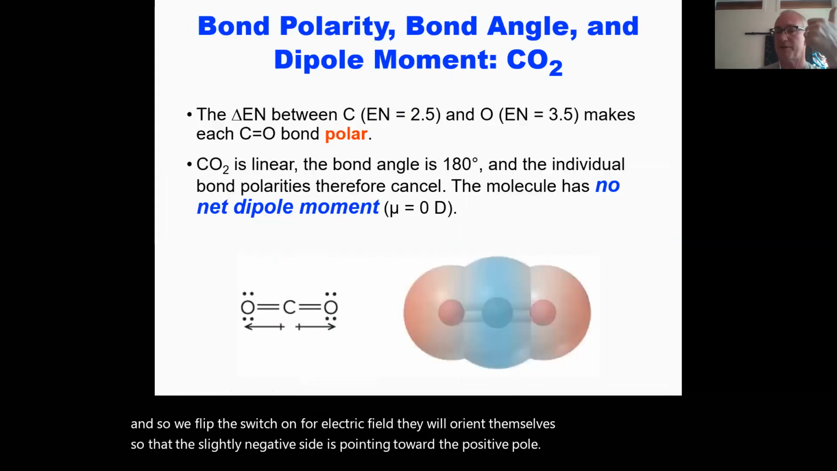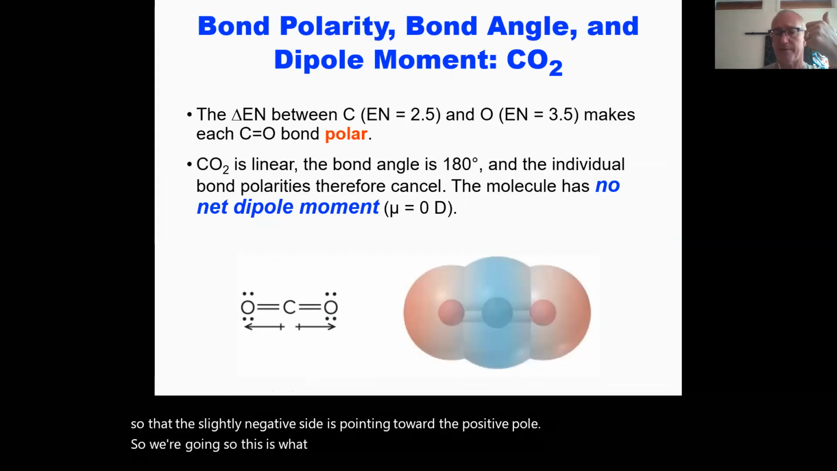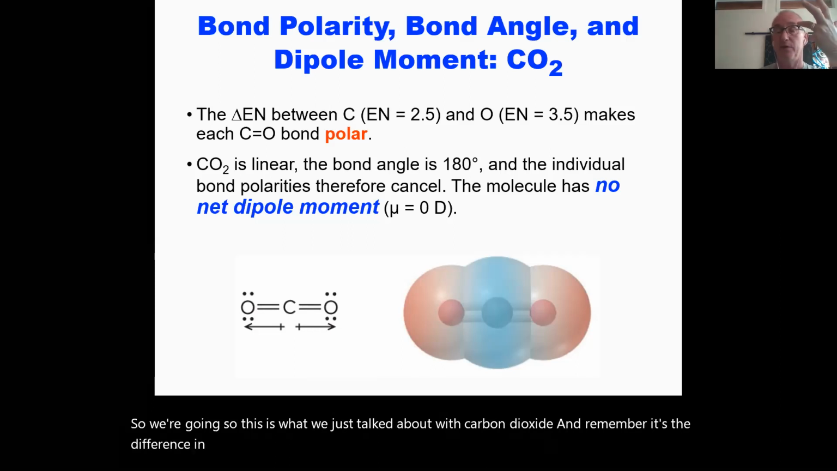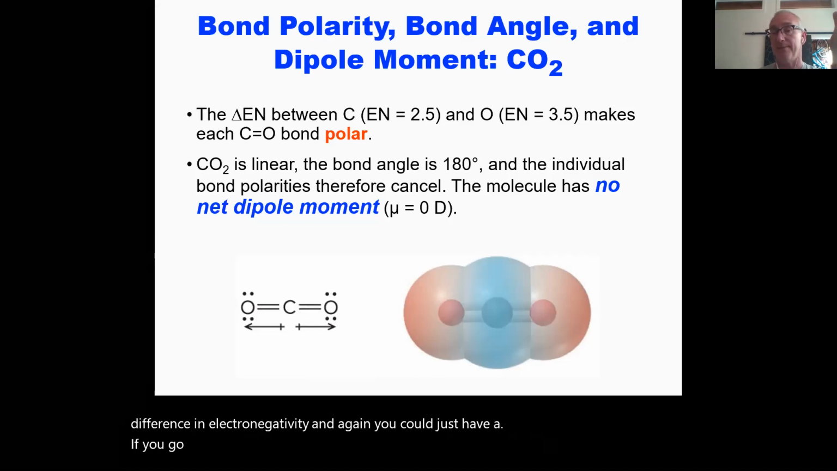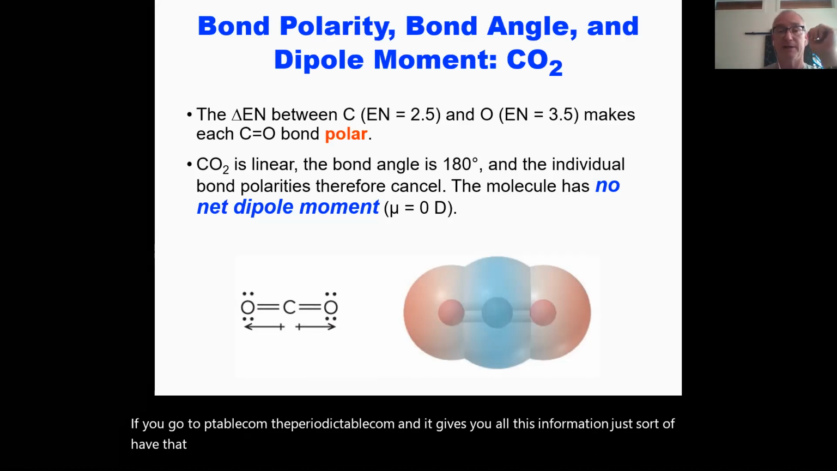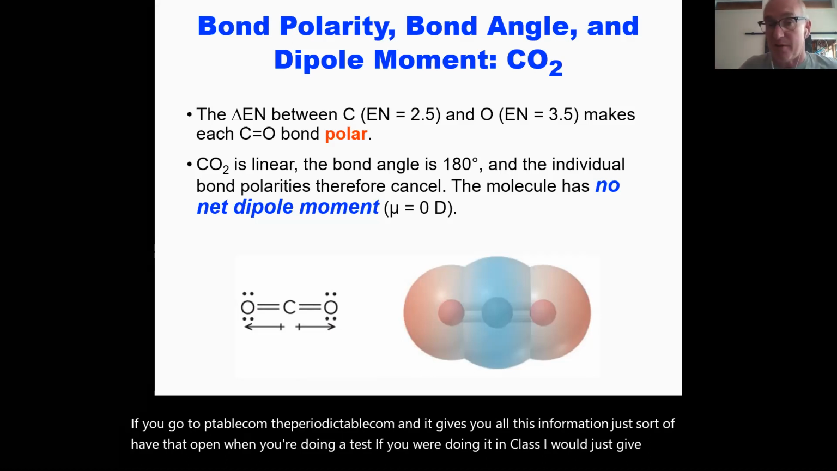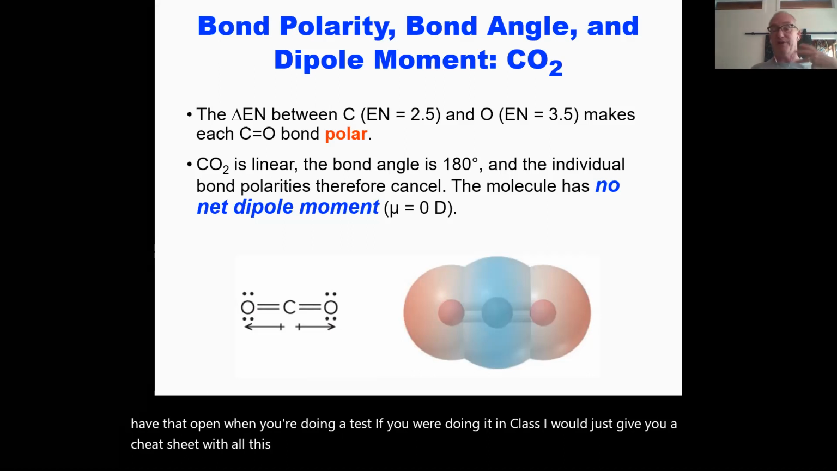So now this is what we just talked about with carbon dioxide. And remember, it's the difference in electronegativity. And again, you could just go to ptable.com, periodictable.com, and it gives you all this information. Just have that open when you're doing a test. If we were doing it in class, I would just give you a cheat sheet with all this information on it. And one of them, which is super essential, is the periodic table with all the electronegativities in it.